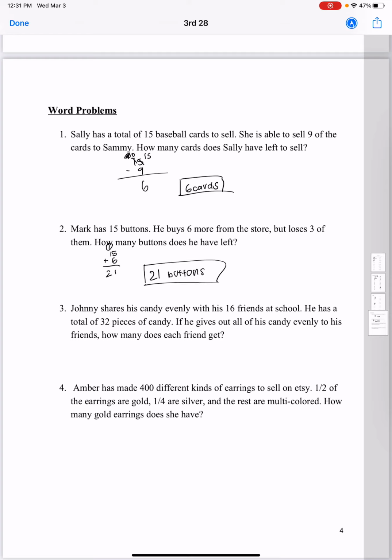Johnny shares his candy evenly with his 16 friends at school. He has a total of 32 pieces of candy. If he gives out all of his candy evenly to his friends, how many does each friend get? So he has 32 pieces of candy and he wants to share evenly between his 16 friends. So we would do 32 divided by 16. 16 goes into 32 twice, which means that each friend gets 2 pieces of candy.